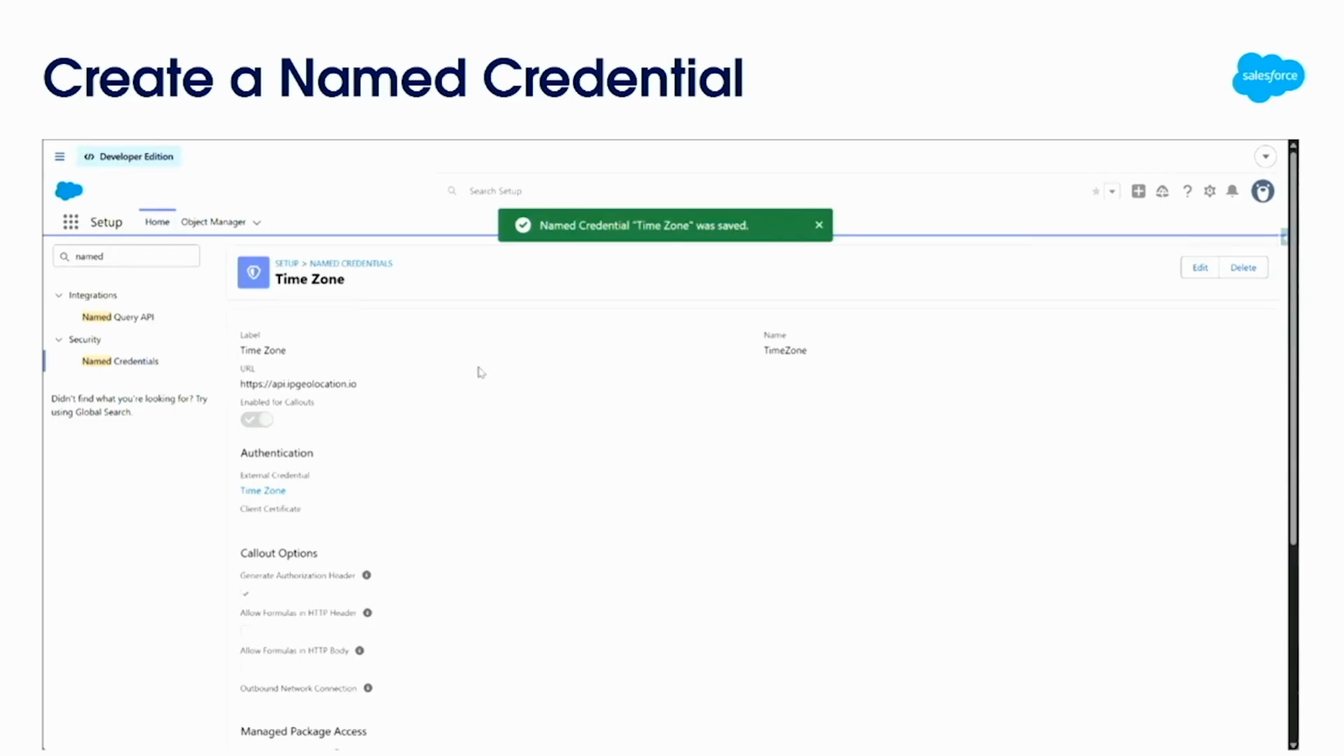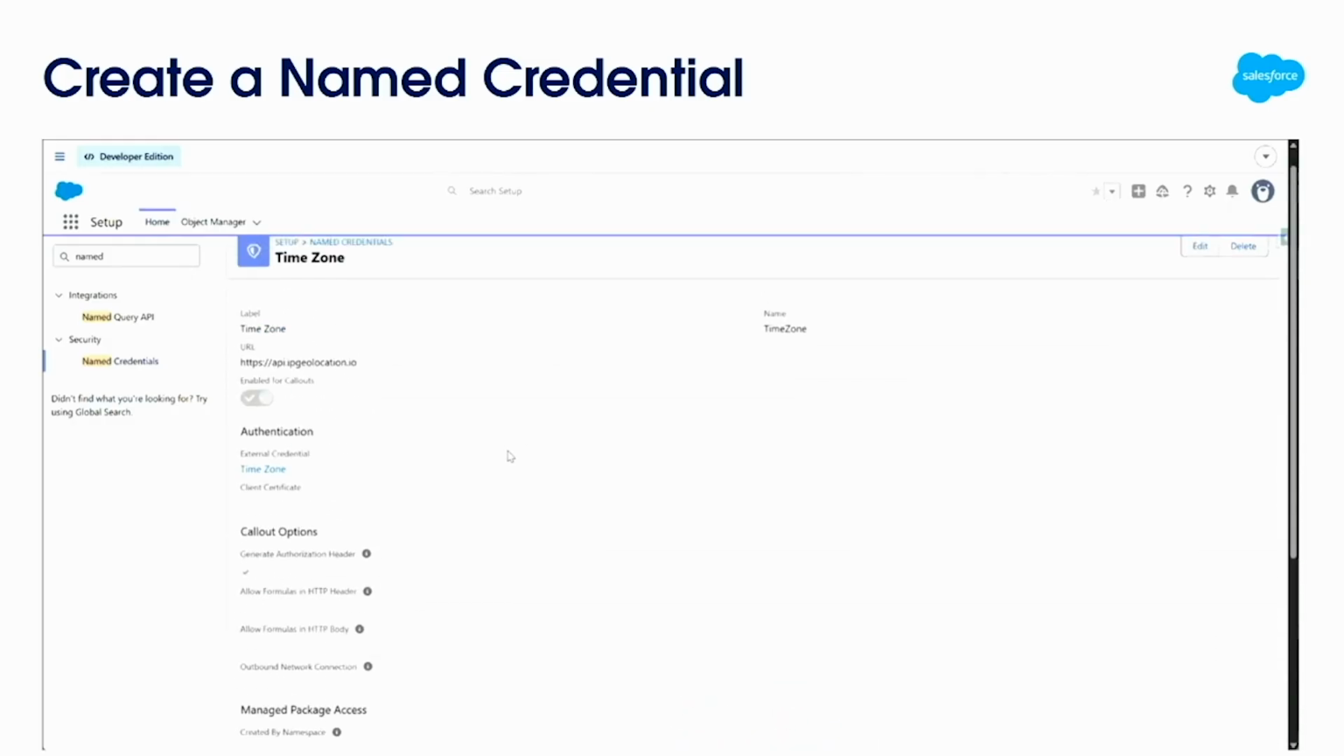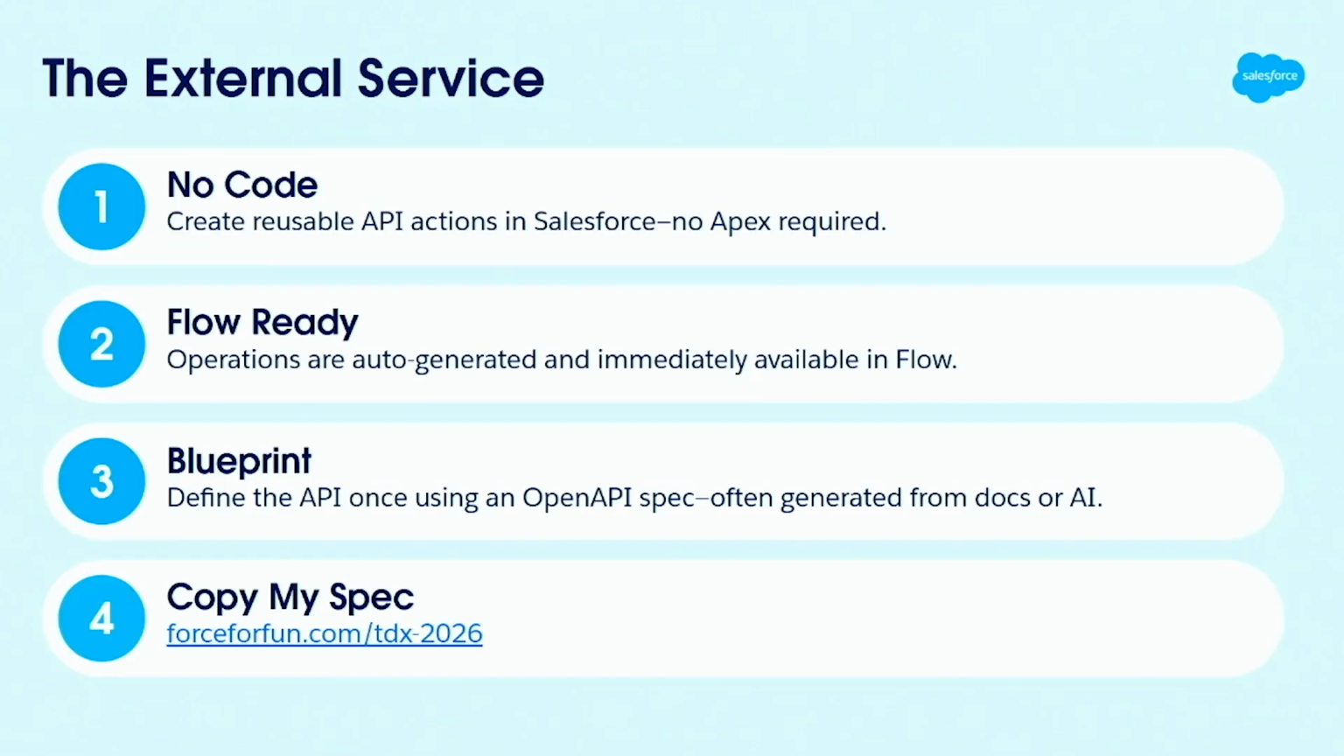So we've just created our external credential. We've assigned ourselves permission to use that, and we've created a named credential all in like 1 minute here. So easy peasy so far.